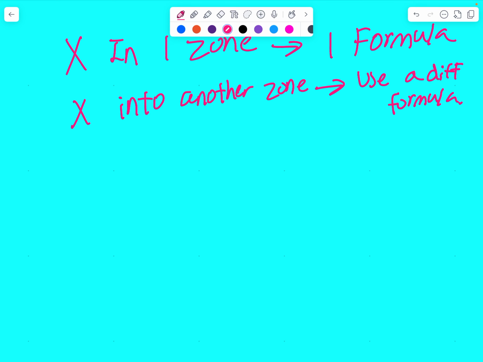Today we're going to learn piecewise functions. We're going to break it down slowly. Let's get started. Let's start first with what a piecewise function actually means. A piecewise function is a function that gives you different formulas depending on your x value.